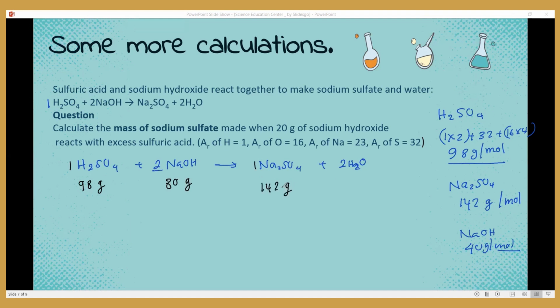And the question is, calculate the mass of sodium sulfate when 20 gram of sodium hydroxide reacts. So when we have 80 gram reacting, we do get 142 gram. So if the reactant, that is sodium hydroxide's mass is 20 gram, which is 4 times lesser, what is the mass that we are going to get? Simply the ratio, it has to be 4 times lesser than 142, so the answer will be 35.5 gram. I hope this gave you a clear idea.